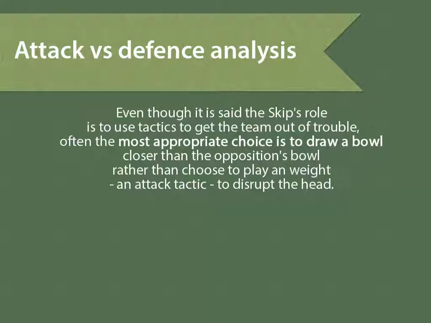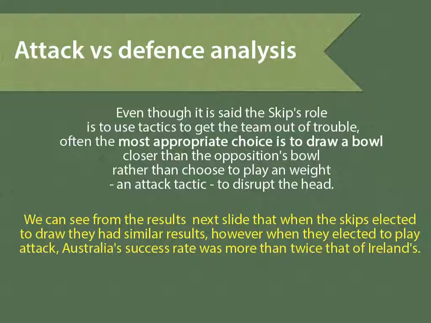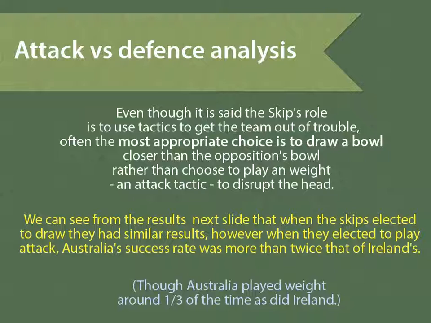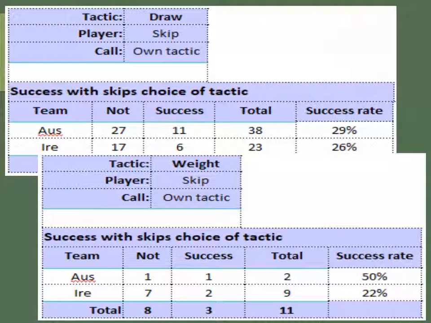Even though it's said that it's the skip's role to use tactics to get the team out of trouble, often the most appropriate choice is to draw a bowl closer than the opposition's bowl, rather than to choose to play weight, an attack tactic, to disrupt the head. We can see from the results below that when the skips elected to draw, they had similar results. However, when they elected to play attack, Australia's success rate was more than twice that of Ireland's, though Australia played weight around 1/3 of the time, as did Ireland. Here we see where the skips decide to draw or play weight, and the differences in success between the teams.